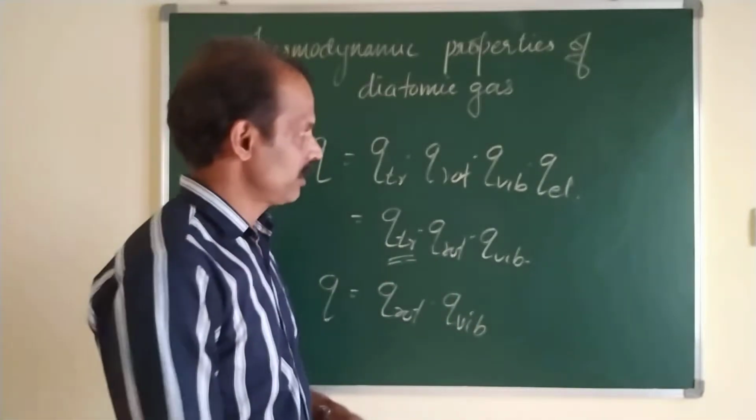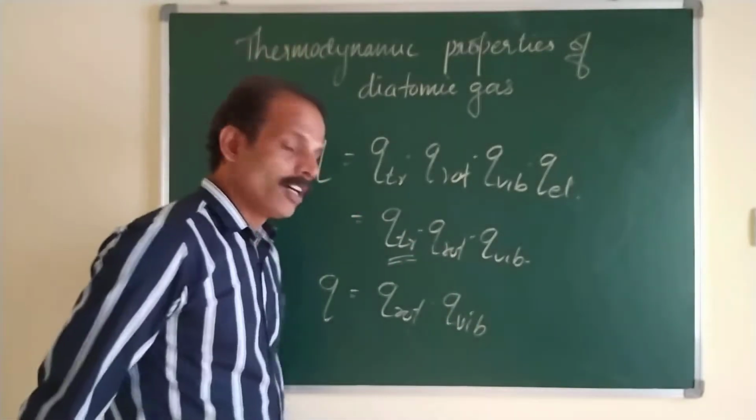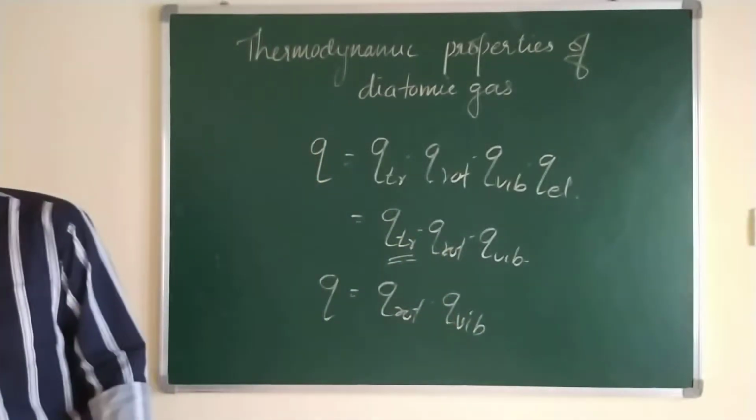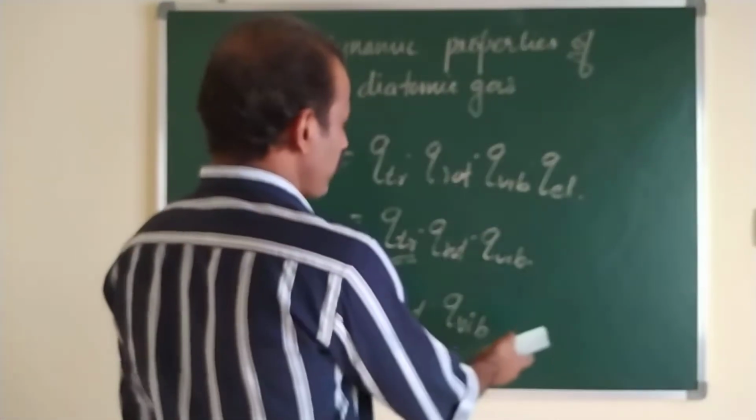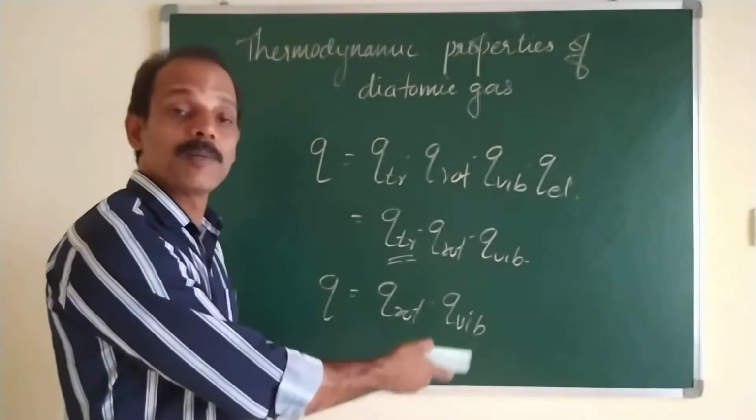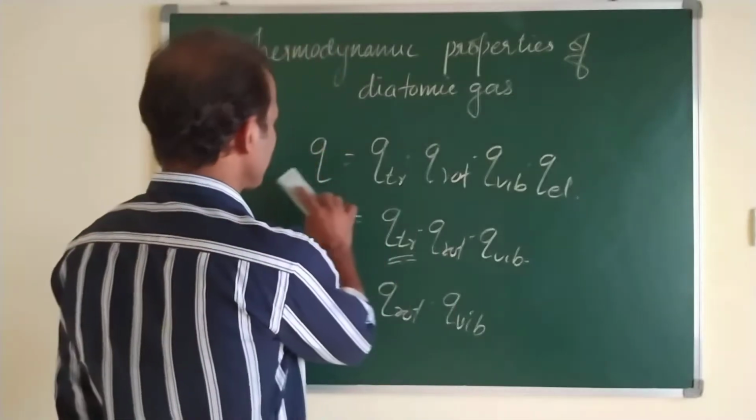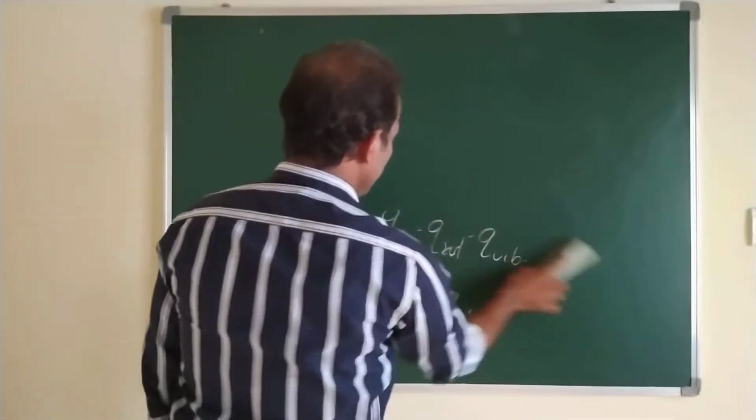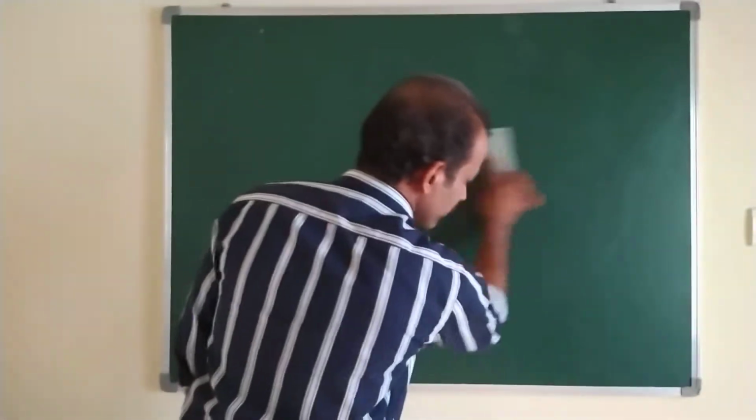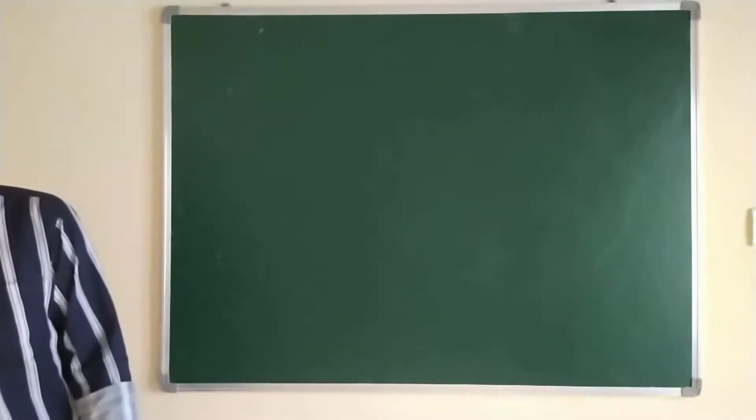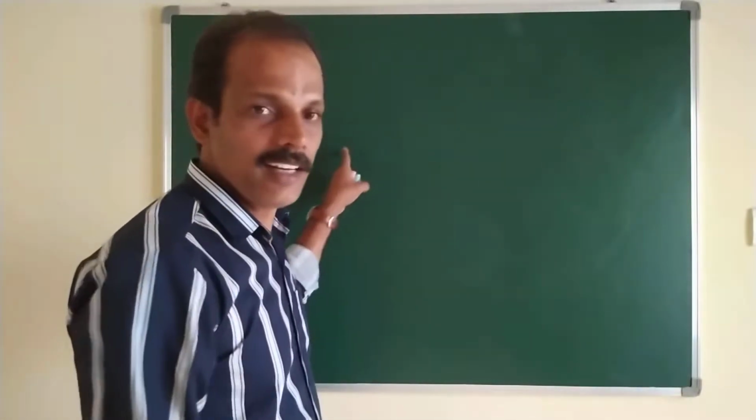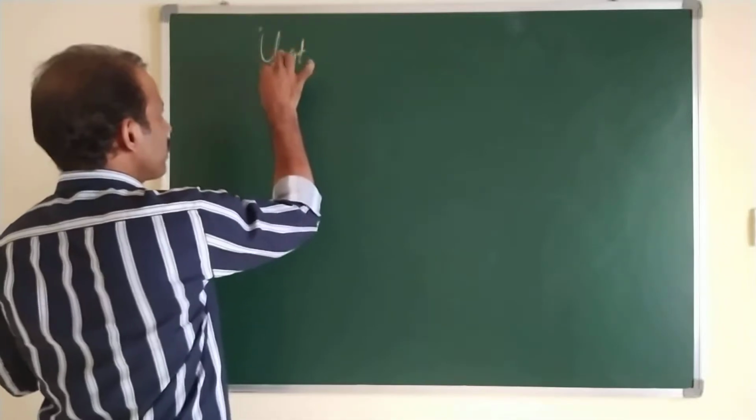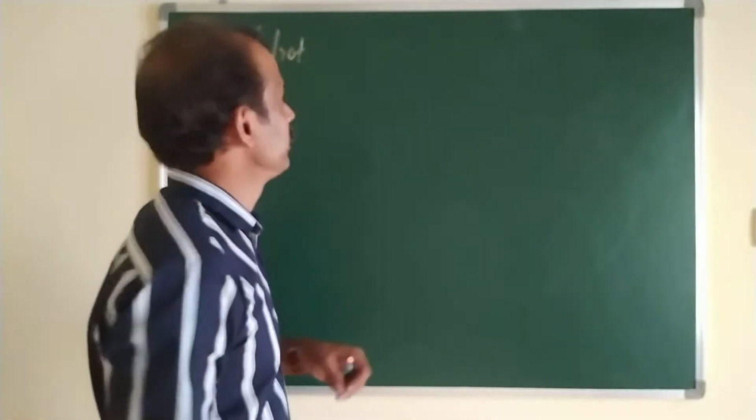vibration partition function. First we can look at the rotational thermodynamic properties of diatomic molecules in terms of rotational partition function. The first one is internal energy. That is internal energy of diatomic molecules in terms of rotational partition function. So you can put it as U rotational or rotational internal energy.